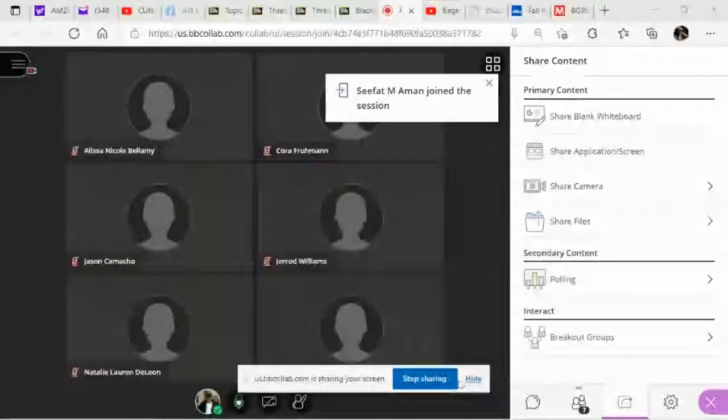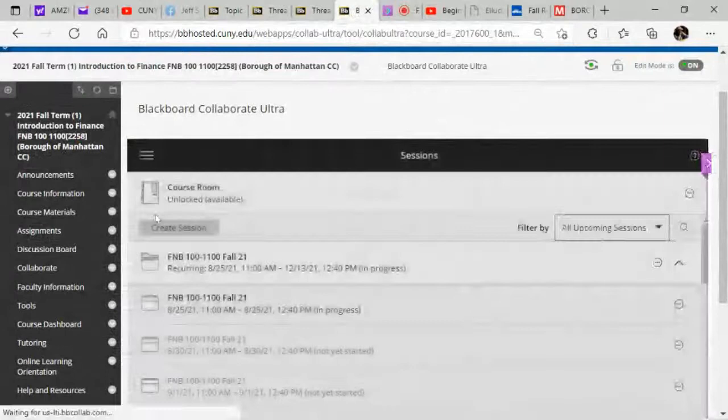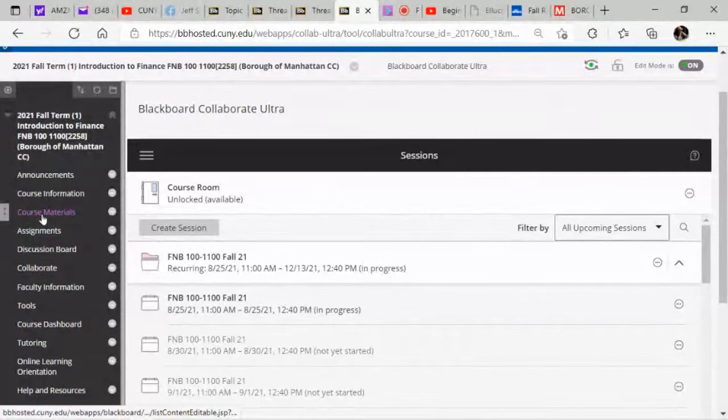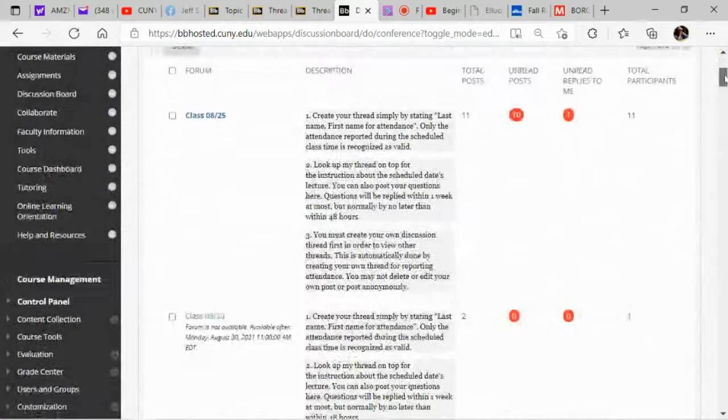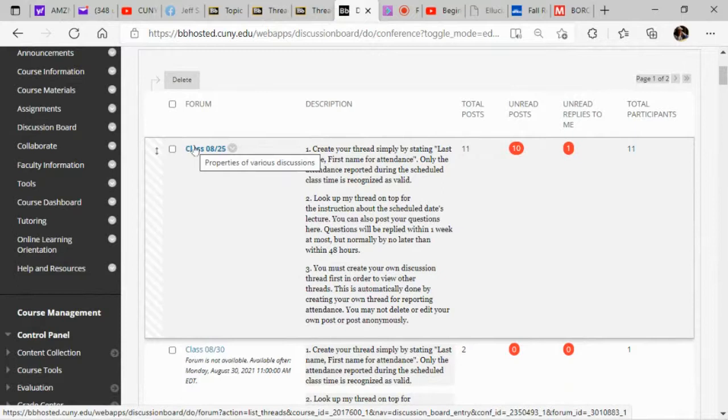So let me check. Let me share my screen first. All right, I'm sharing the screen right now, and you must be able to see my screen. Let me quickly go to the discussion board. The first thing, this wasn't visible before 11 a.m., but exactly at 11, this will become visible.